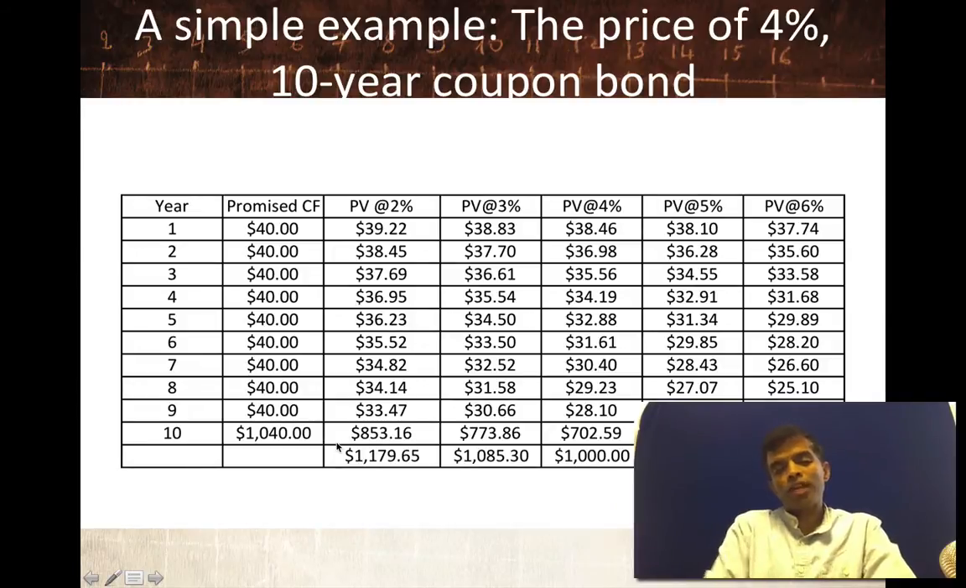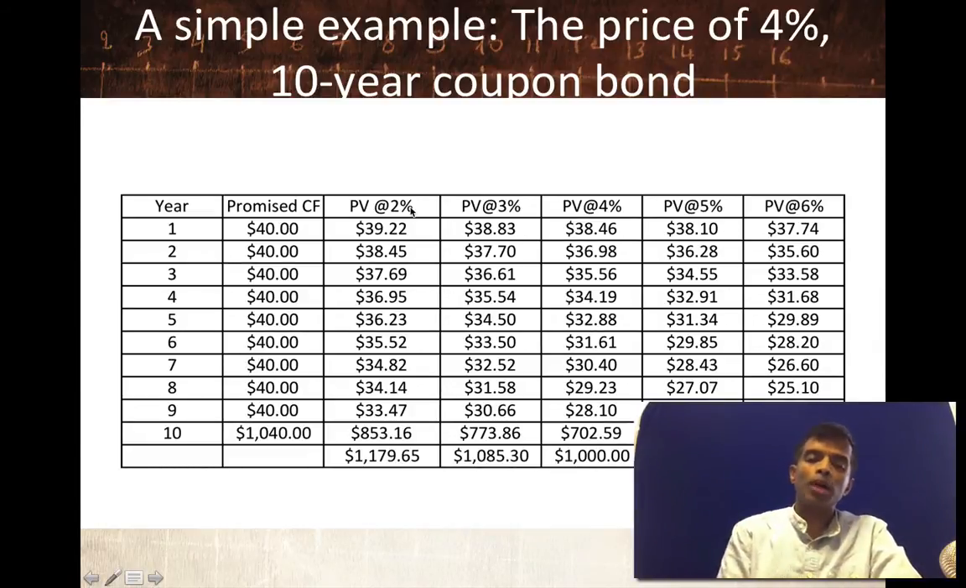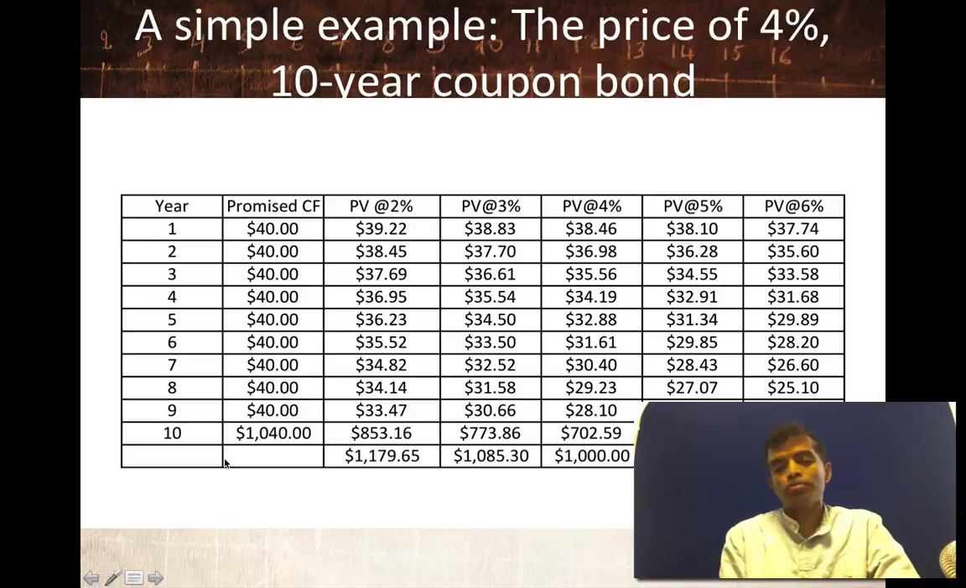Here's what I've done in this table. I've computed the value of those fixed coupons and face value as a function of what the market interest rate is. If the market interest rate is 4%, let's pick the middle column, then the value of the bond is exactly equal to the face value. So that's a bond that trades at par. It trades at face value.